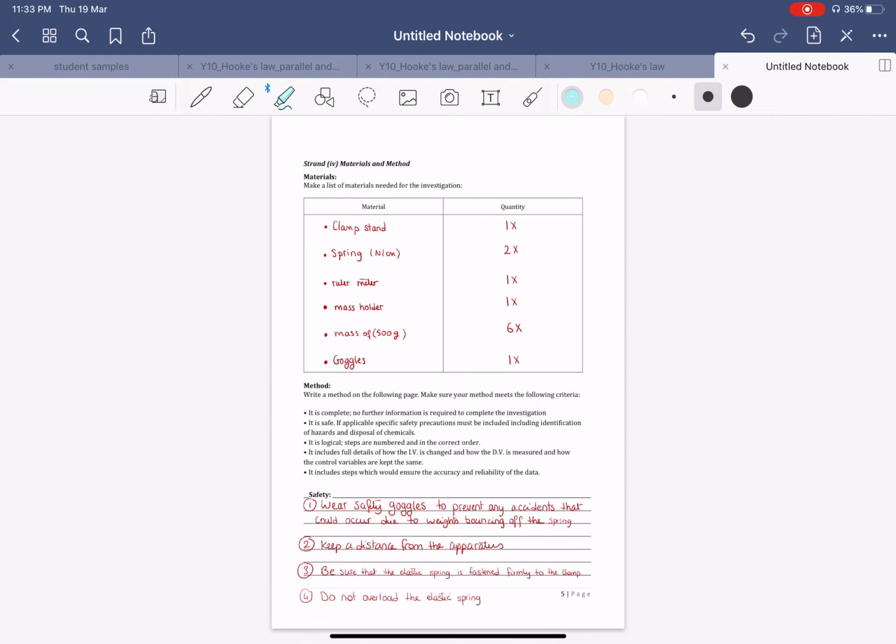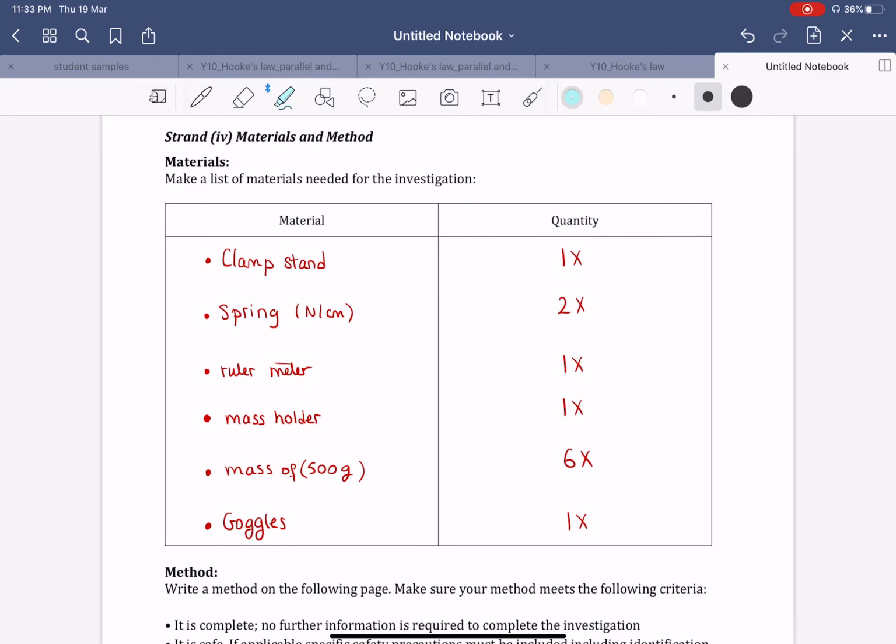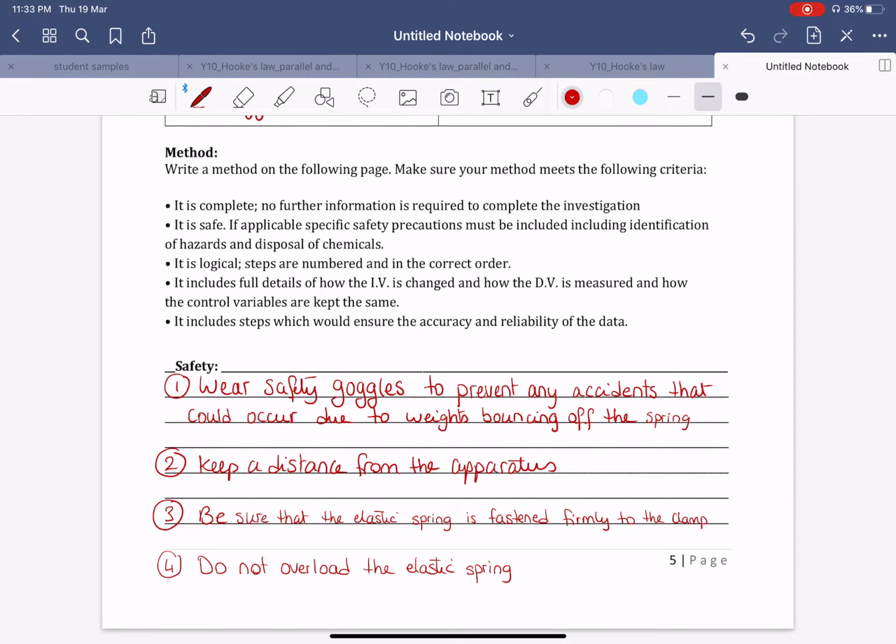Okay? Now, for this one, strand 4, you can see that these materials are pretty much the same as the ones listed before and in the questions we've done before. It's a clamp, ruler, meter, mass holder, masses of 500 grams, 6 pieces of it, and a pair of goggles. The only thing that changes is 2 springs, because again, we're combining 2 springs to get a system of series and a system of parallel. Okay, now these are the safety points: if you memorize them, you just write them down and then you get the mark.